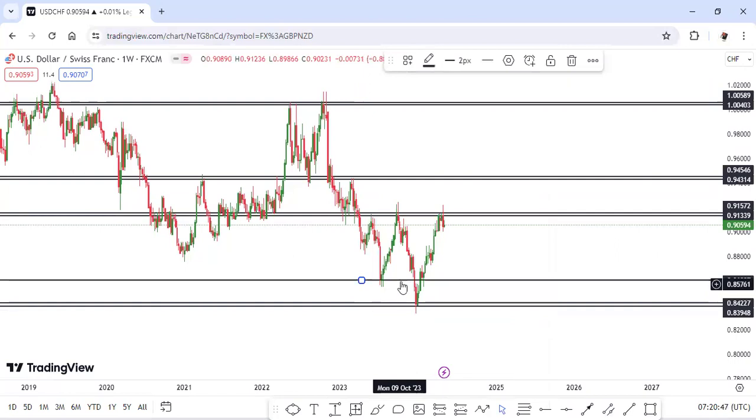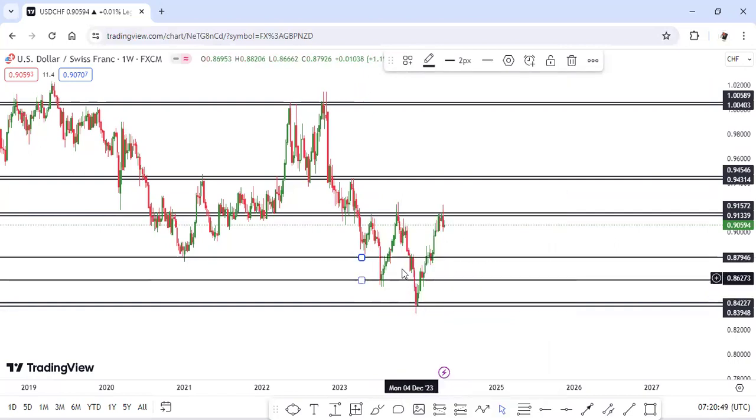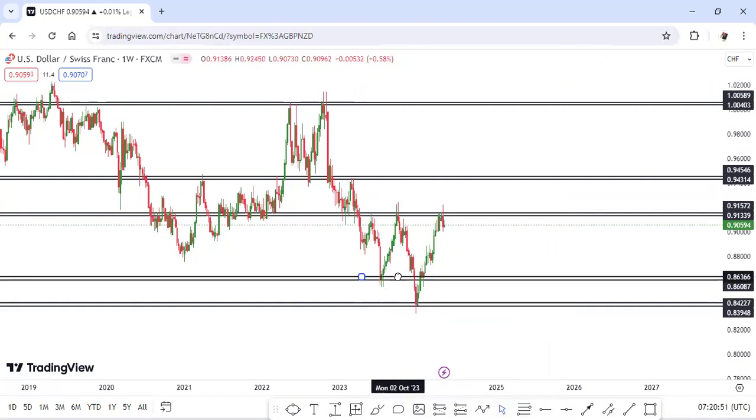Remember what I told you: if you create your zone, please don't delete it, so that when you get to your lower time frame, you can know where the market is reacting to.